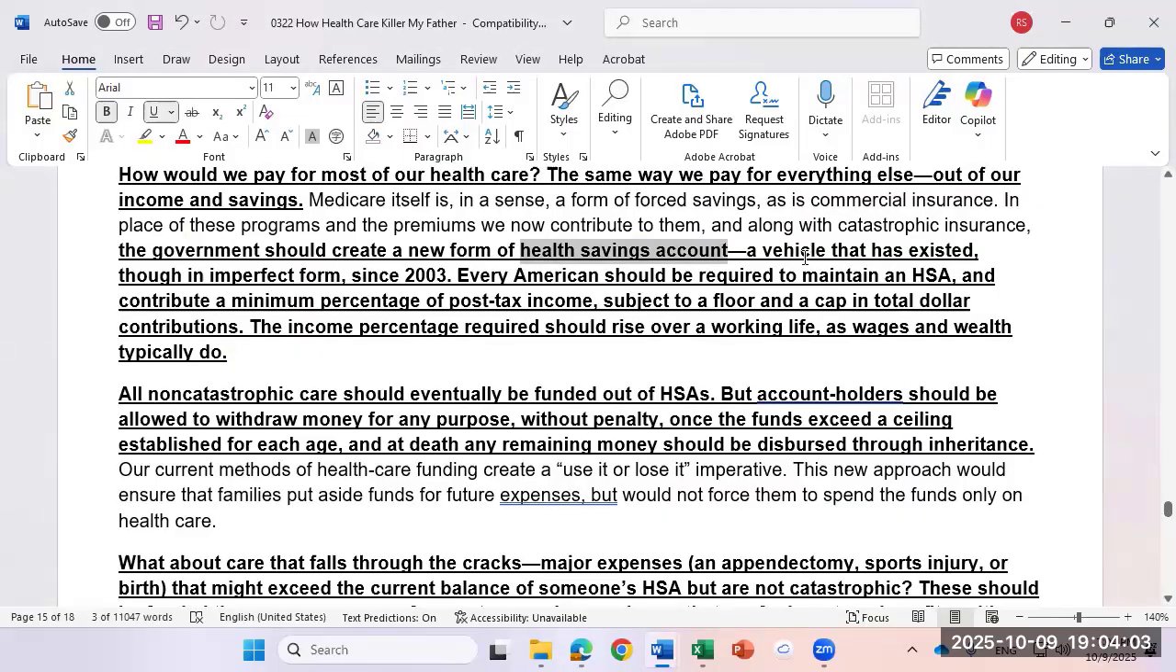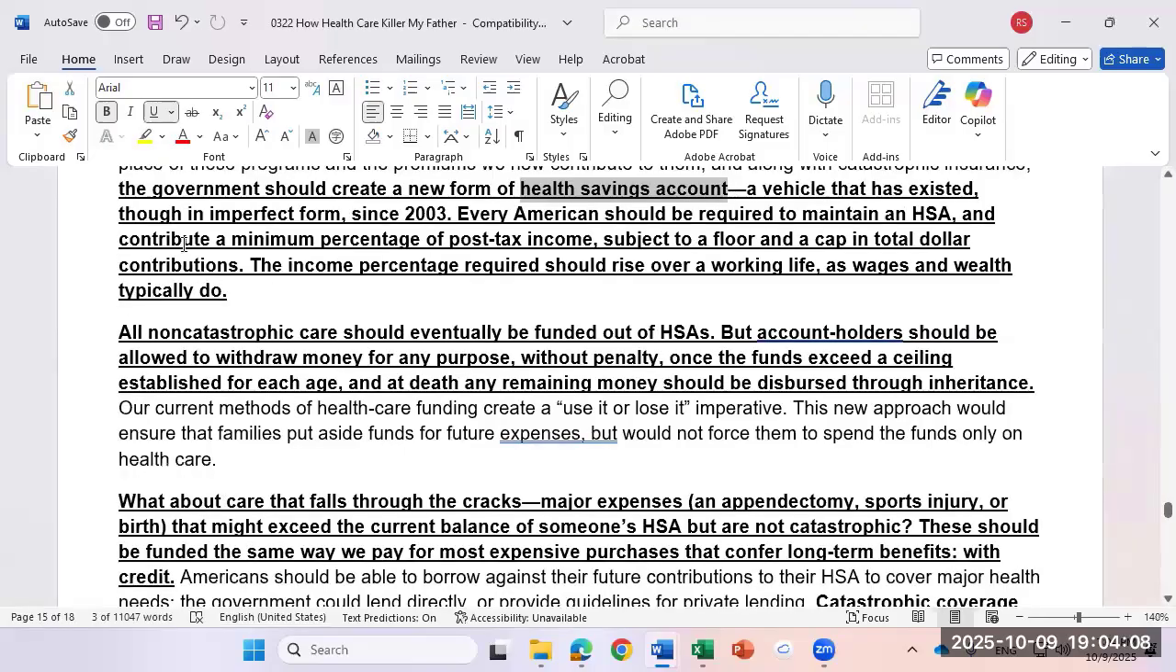So every American should be required to maintain an HSA. He's requiring you to have an HSA, a minimum percentage of your income to it. He puts a floor and a cap on it, but the income percentage required should rise over the working life as wages and wealth do. I don't know if you like that incentive, but that's what he's talking about.